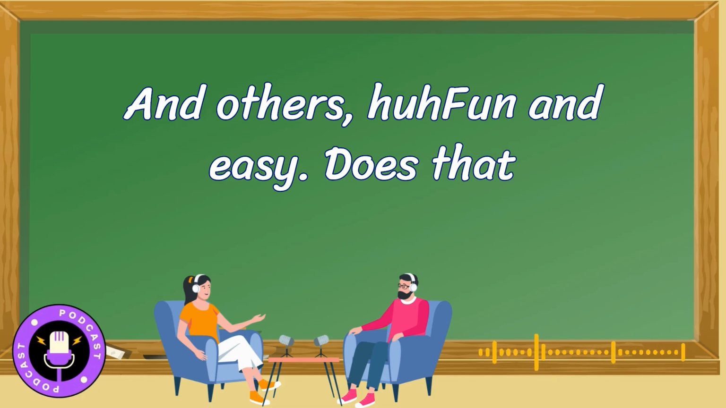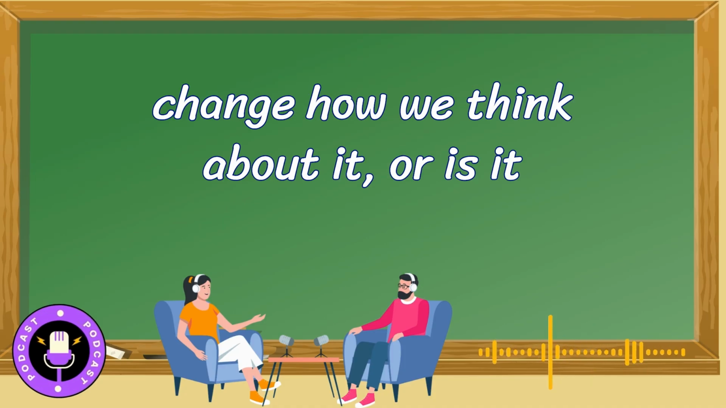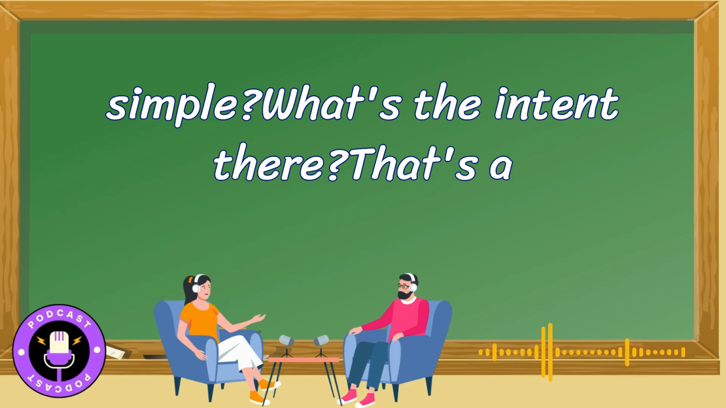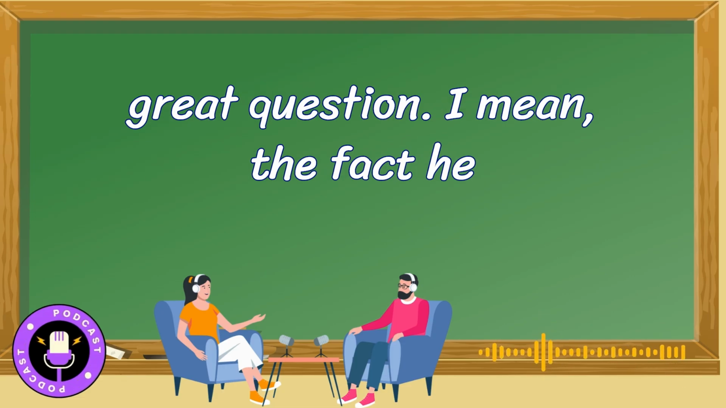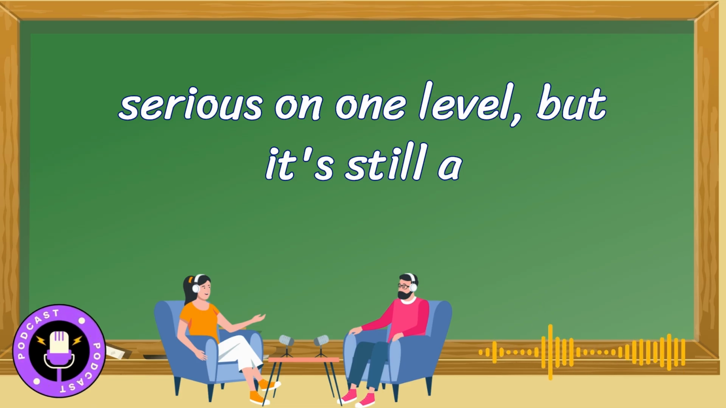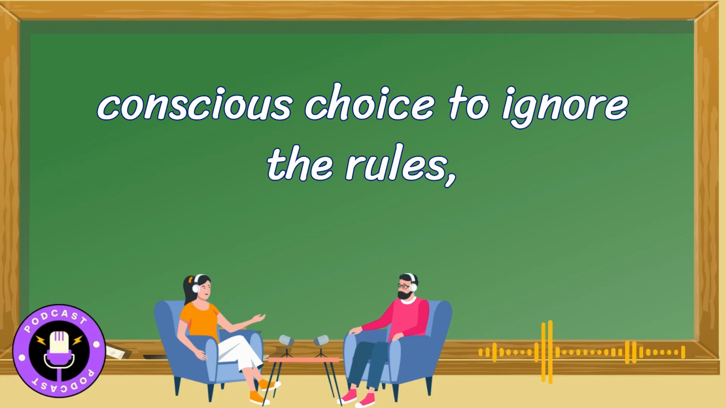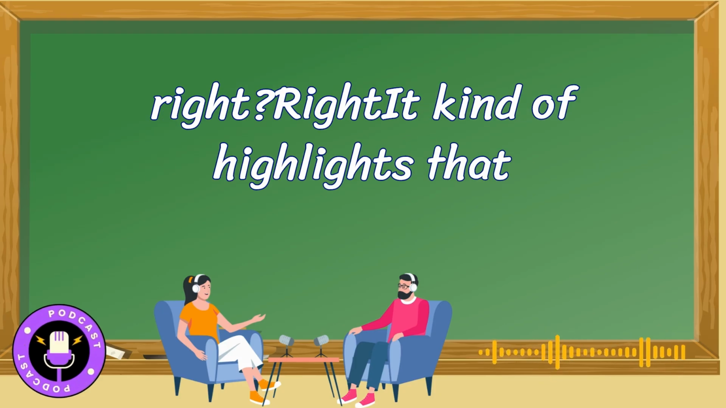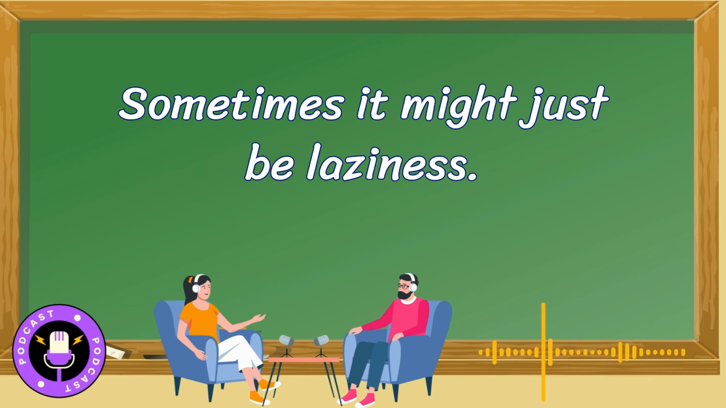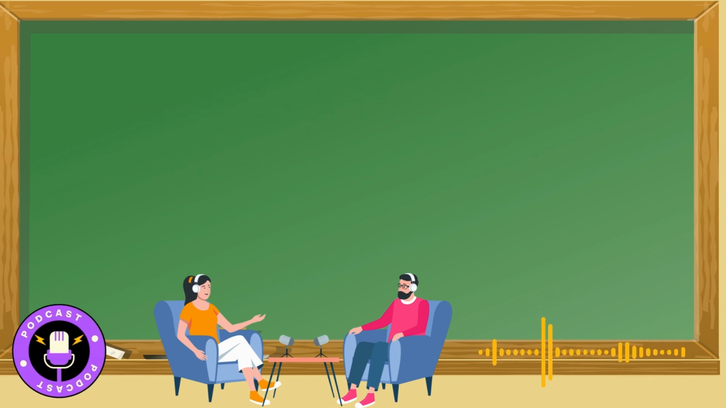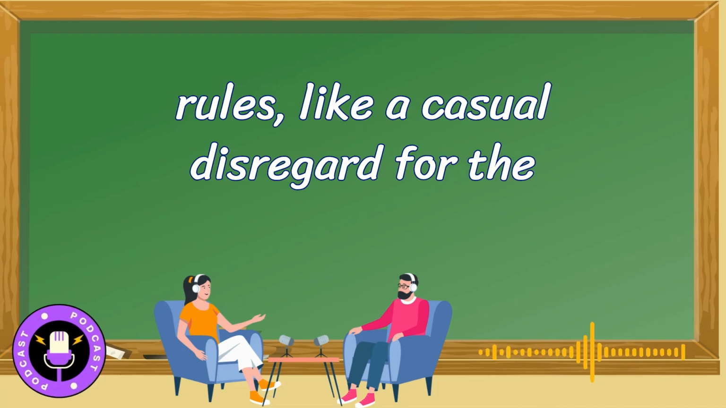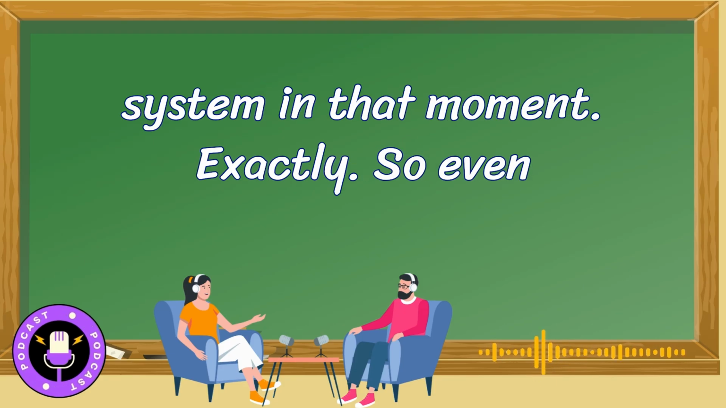Huh. Fun and easy. Does that change how we think about it, or is it still just breaking the rules, plain and simple? What's the intent there? That's a great question. I mean, the fact he didn't need to might make it seem less serious on one level, but it's still a conscious choice to ignore the rules, right? Right. It kind of highlights that cheating isn't always about desperation. Sometimes it might just be laziness or seeing an opportunity to take an easier route, even if it's against the rules. Like a casual disregard for the system in that moment?